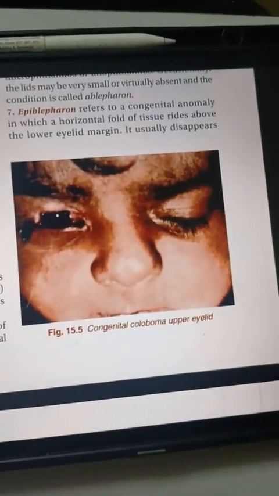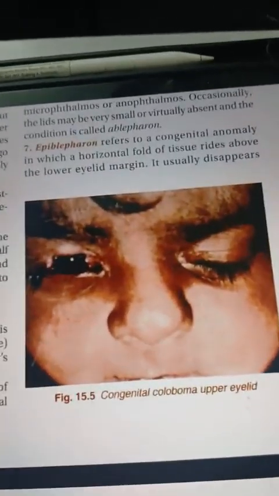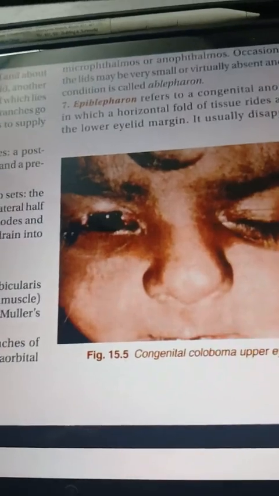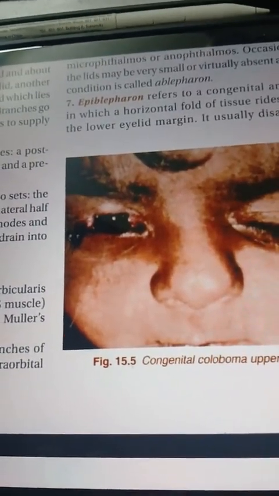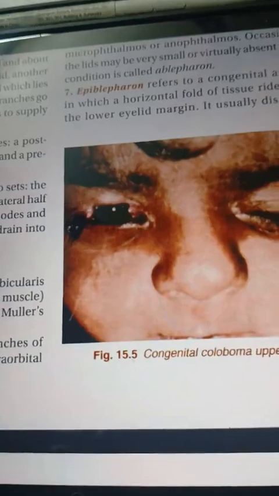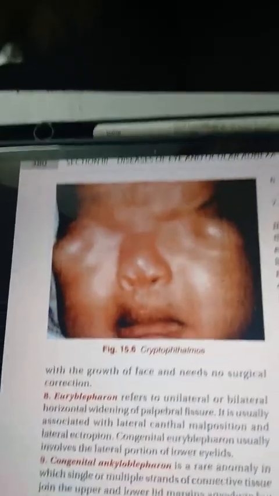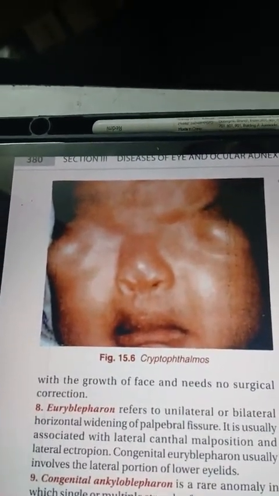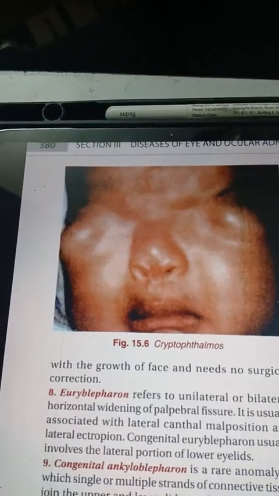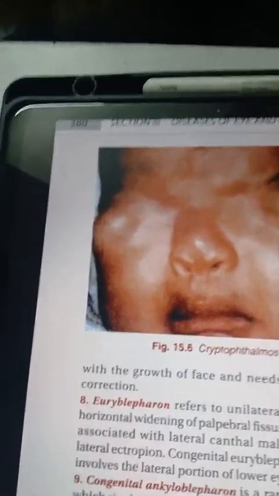Then we will discuss a few congenital anomalies. First being the congenital coloboma of the upper eyelid. What does this mean? It is a rare condition characterized by a full thickness triangular gap in the tissues of the lid, and the anomaly usually occurs near the nasal side and involves the upper lid more frequently than the lower lid. Treatment consists of plastic repair of the defect. Here you can see cryptophthalmos. It's a very rare anomaly in which the lid fails to develop and the skin passes continuously from the eyebrow to the cheek, hiding the eyeball.